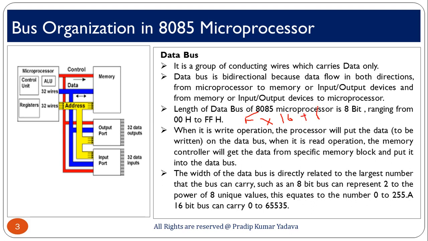plus F into 16 power of 0. F means 15, it means you have to multiply 15 into 16, and as we know 16 power 0 means 1. Here you have to add 15, that will give 240, and with 15 that will be 255. So this is the process of a data bus.